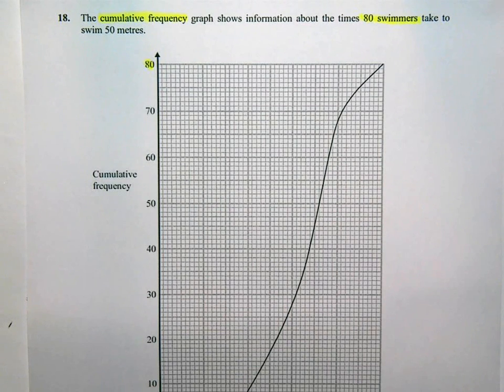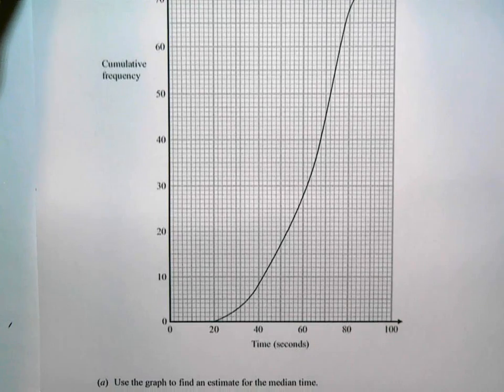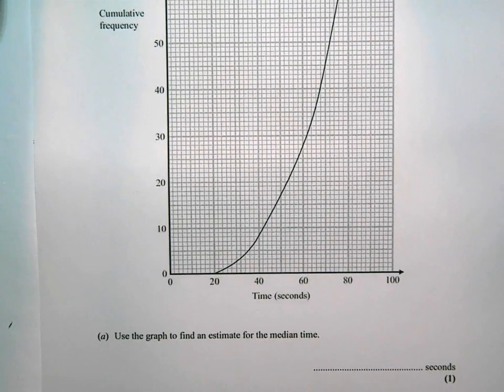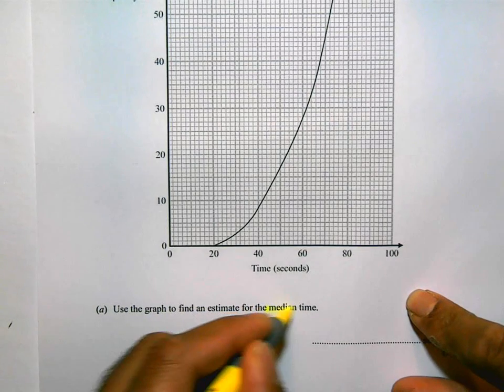Let's look at what part A is asking us to do. I want to try to see as much of this graph as possible so that as I work through, I know what I need to do. So in part A, it says use the graph to find an estimate for the median. So a key thing there is working out the median time.